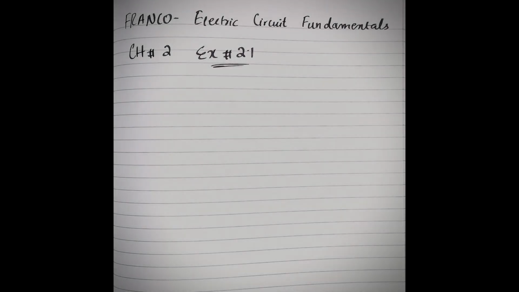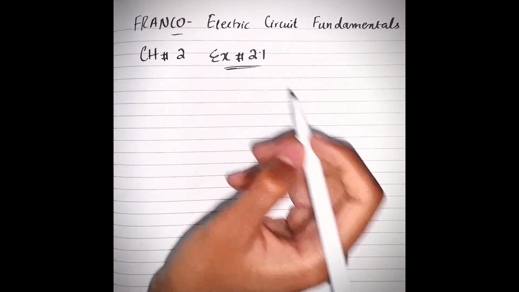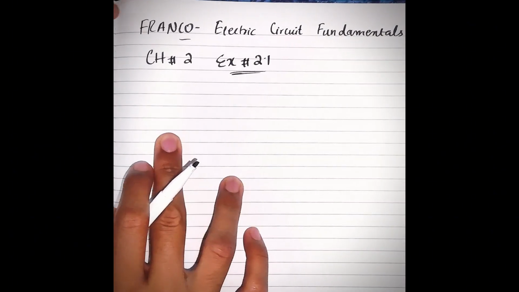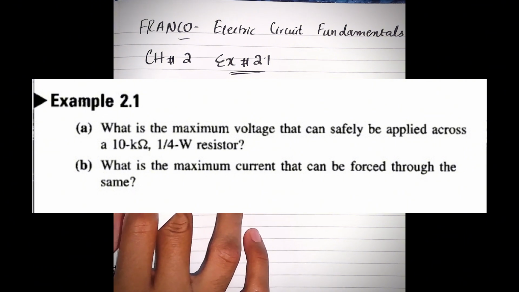Okay, so guys, in this video, we are going to solve exercise 2.1 or example 2.1 from the book Franco Electric Circuit Fundamentals. The question actually says, so the first part says, what is the maximum voltage that can be safely applied across a 10 kilo ohm and 1/4 watt resistor?